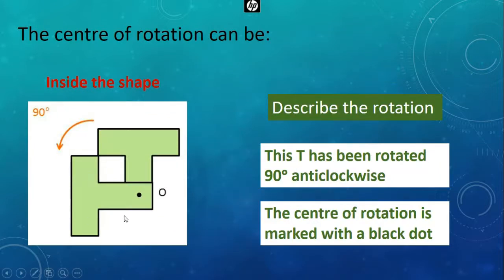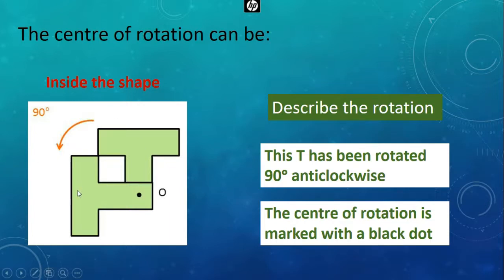They could be inside the shape. So this centre of rotation is marked with a black dot. Here's a capital letter T. So the centre of rotation is this point here, the black dot. And if we were to put your pencil or finger on that black dot and then moved your capital T from this position, the vertical position, and we moved it around to this position, keeping our finger or our pen on that black dot, this is where the T would end up.